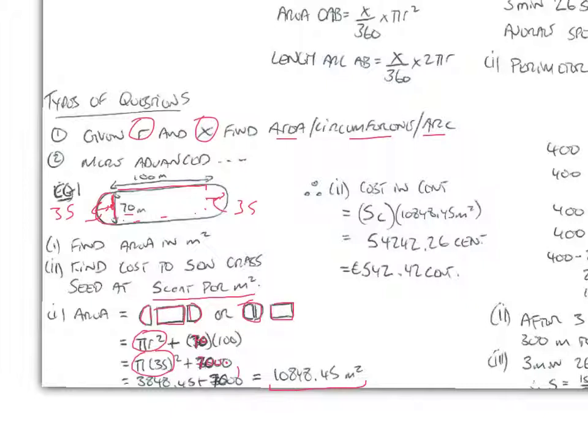10848.45 metres squared. And to find the cost in cents of sown grass seed, well, if it's 5 cents per square metre, you multiply that by the area, and we can see that it's 54242.26 cents. So we divide that by 100 to get our value as 542 euros and 42 cents.